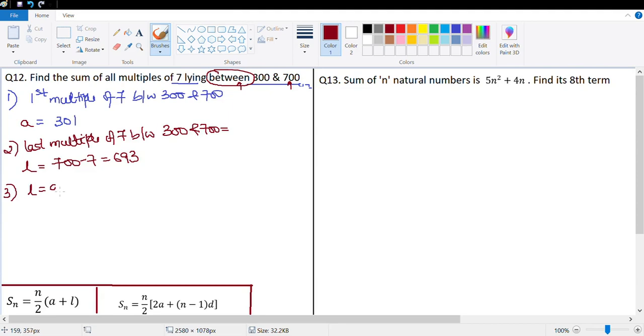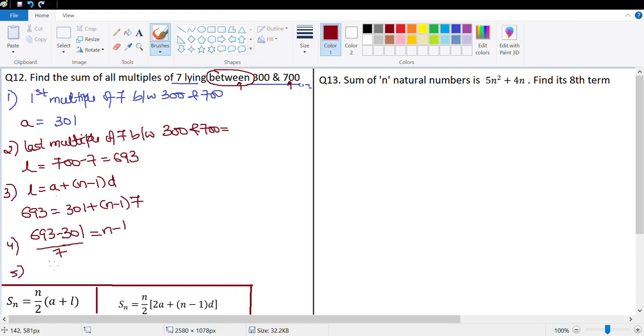So L is equal to A plus N minus 1 times D. In this case, 693 is equal to 301 plus N minus 1 times 7. 693 minus 301 divided by 7 will give me the value of N minus 1. This is 392. Yes, 392 upon 7 is equal to N minus 1. That's 7 into 5 is 35, 42. So 7 into 6.